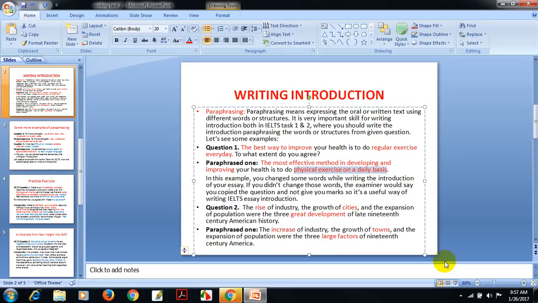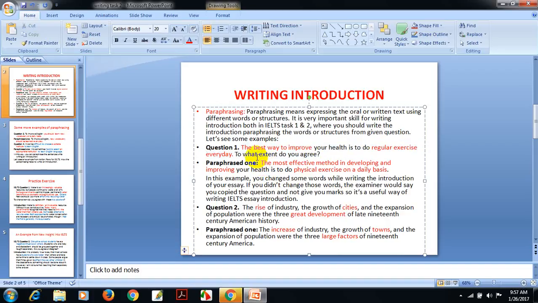Now if you copy this into your introduction, what happens? The examiner says you copied from the question, so that does not count toward the word count, and your introduction will certainly be incomplete. That's why you should not copy whole sentences from the question. Try to change and make your own introduction.